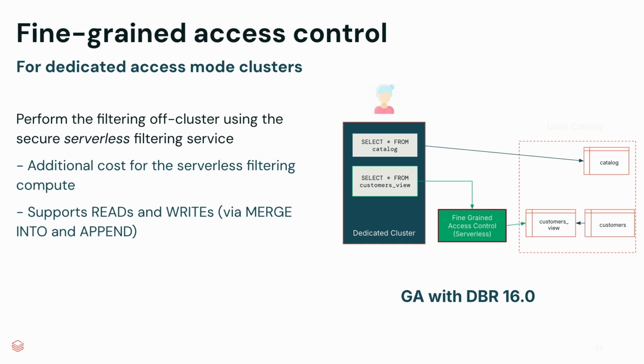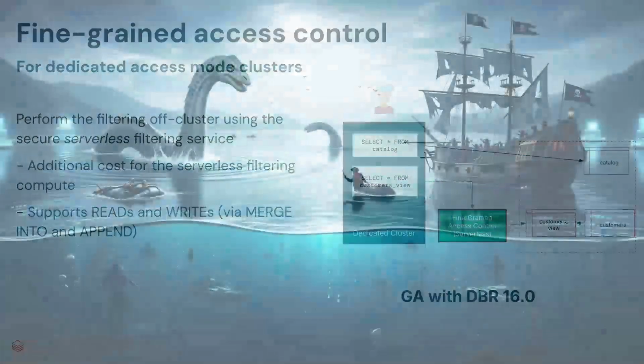Right now, there's an additional cost for the serverless running on the filtering service, so keep that in mind. If you're using fine-grained access control from dedicated access mode clusters, there'll be an additional serverless compute filtering cost. But fine-grained access control also still supports both reads and writes. The writes are supported via merge into and append. So yeah, that's pretty much that.